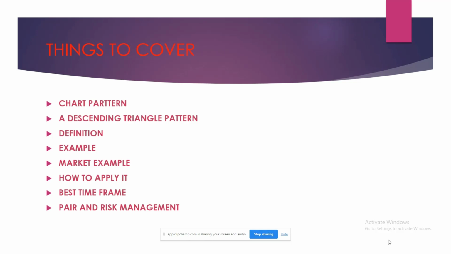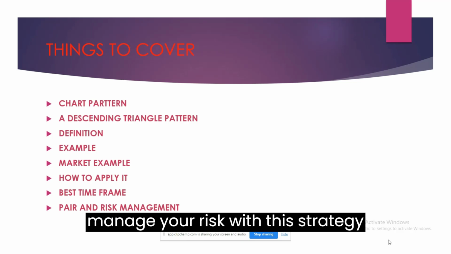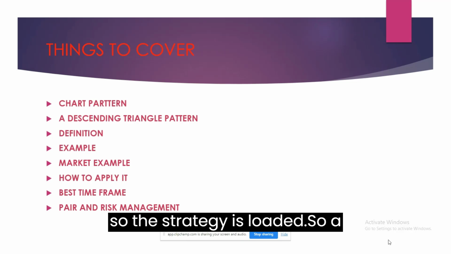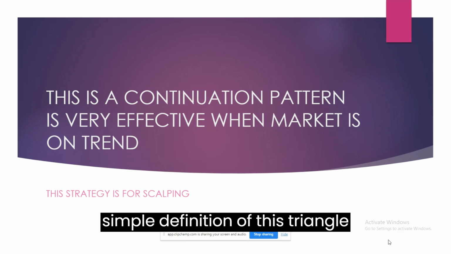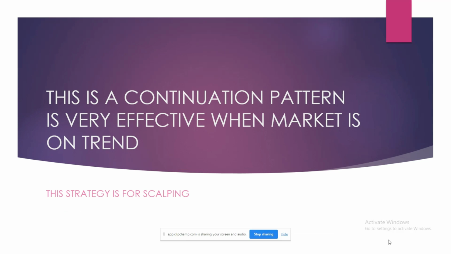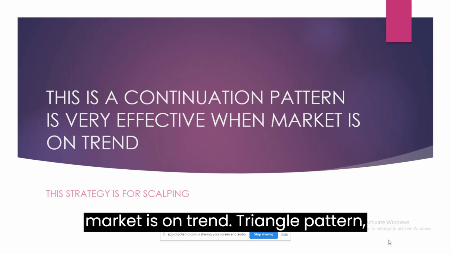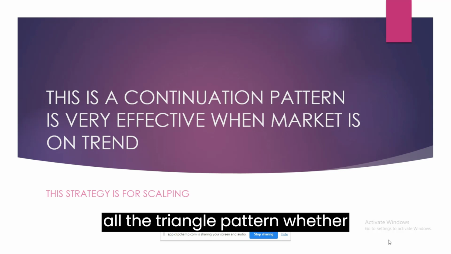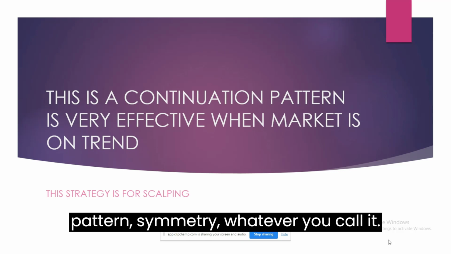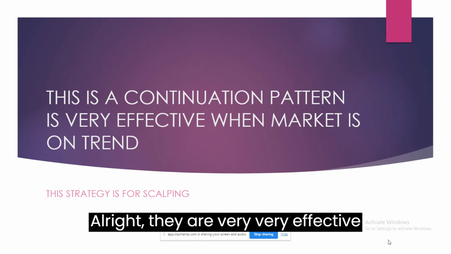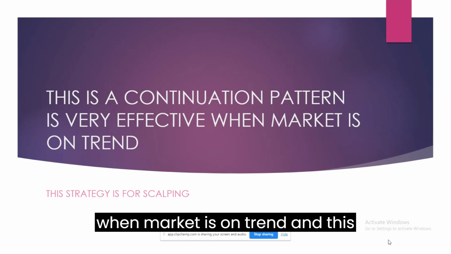I'm also going to show you how you can manage your risk with this strategy. So the strategy is loaded. A simple definition of this triangle pattern is that it is simply a continuation pattern that we use to enter a trade, whether on a downtrend or uptrend. It's very effective when the market is on trend. The triangle pattern, whether descending, ascending, symmetrical, whatever you call it, is very effective when the market is on trend.